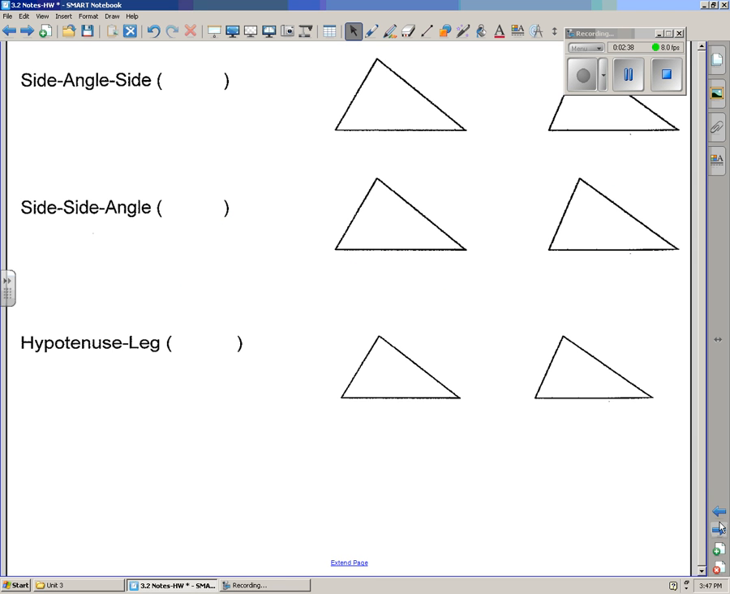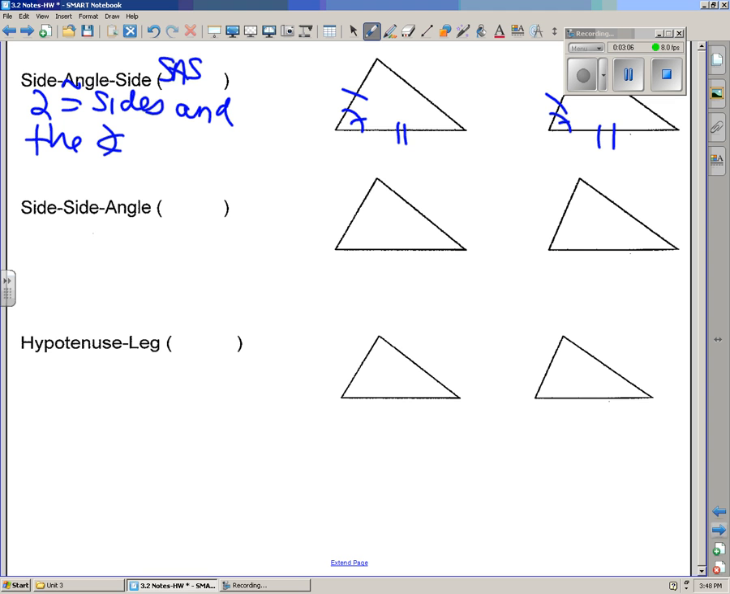The next 3 are side angle side, side side angle, and hypotenuse leg. Side angle side is abbreviated SAS, and that means you've got 2 pairs of corresponding congruent sides. And then the angle has to be in between them, which means it could only be that particular angle. So these are going to be 2 congruent sides and the angle in between.